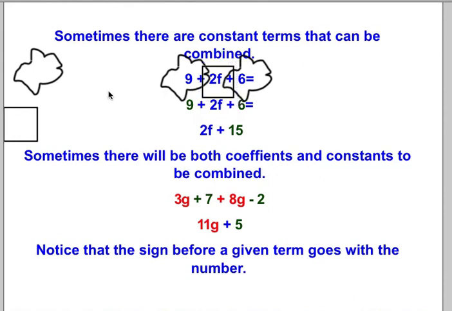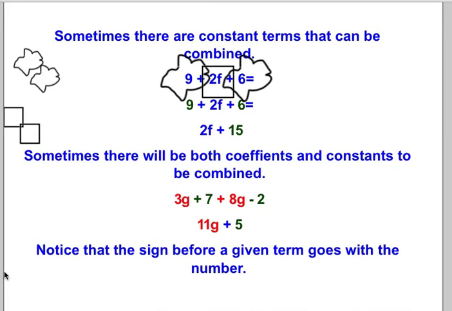So now I'm going to put the shapes together. I take the clouds, which are 9 and 6, and I add them to get 15. And I take the box, and I can't combine it with anything. So this expression simplifies to 2f plus 15.